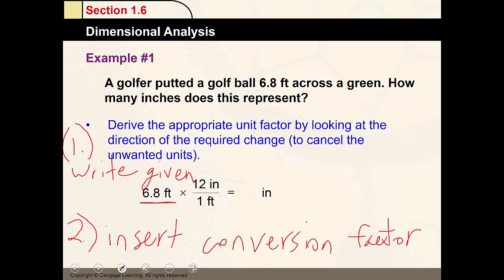And when we do that, it should be obvious that we're using the correct conversion factor, because then what you can do, the next step, right here, step 3, is cancel the unwanted units. So we canceled out feet, and now this problem should make sense. We're left with units of inches on top in the numerator, and that is our desired unit at the end.